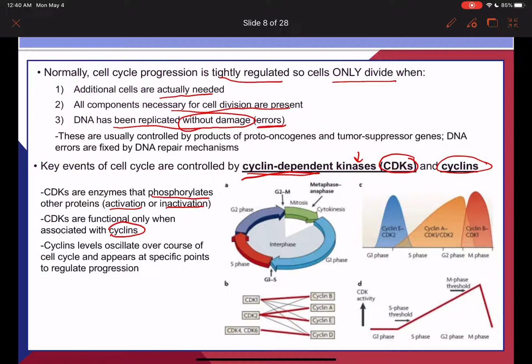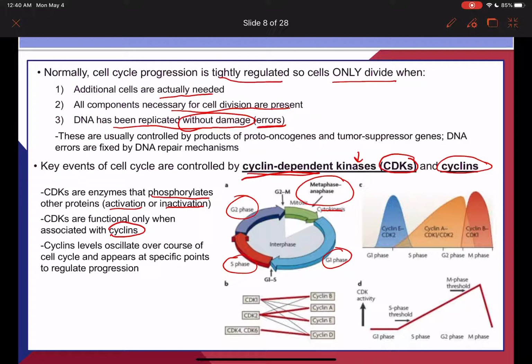Remember, the cell cycle has interphase, which goes from G1, S, and G2, followed by mitosis, which is the four phases from prophase to telophase, and then finally cytokinesis. Well, levels of different types of cyclin will oscillate over the course of the cell cycle, and they will appear at specific points to regulate progression.